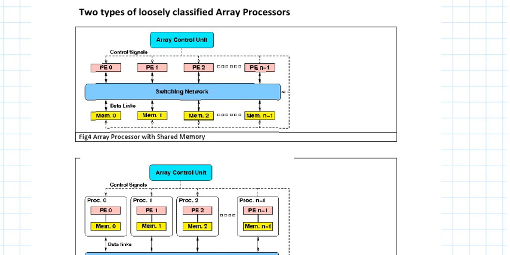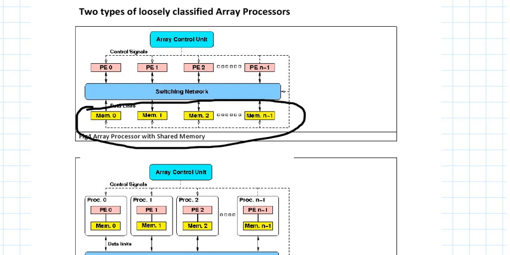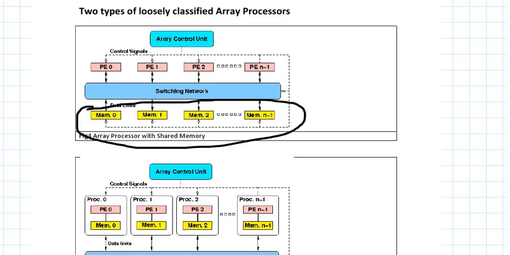In this case, you can think of this memory module as a global memory module. That means any processing element can access any memory segment through the interconnection network by some protocols, which have been predefined by the designer. Then come to the next diagram.